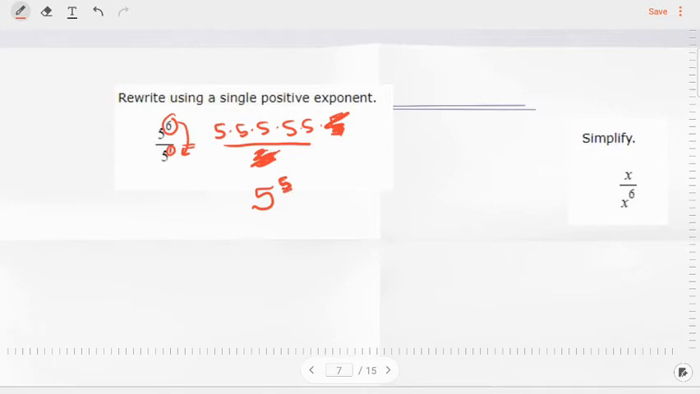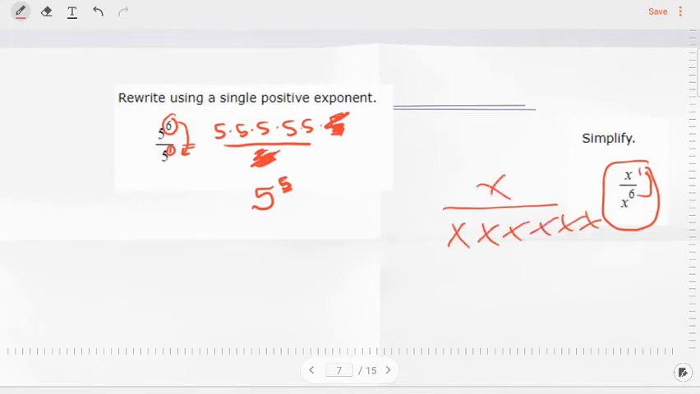Now be careful, because on this problem, I still am going to do 6 minus 1. But notice what happens. I have 6 x's on bottom. 1 crosses out on top. And when I write my answer, those x's that are left over, they stay on bottom. They don't go to the top.